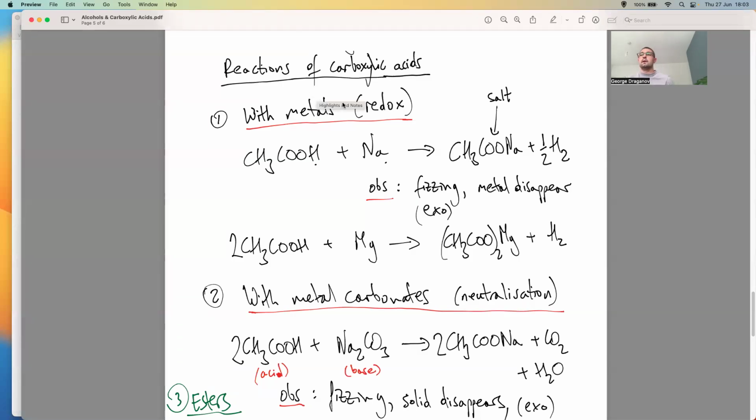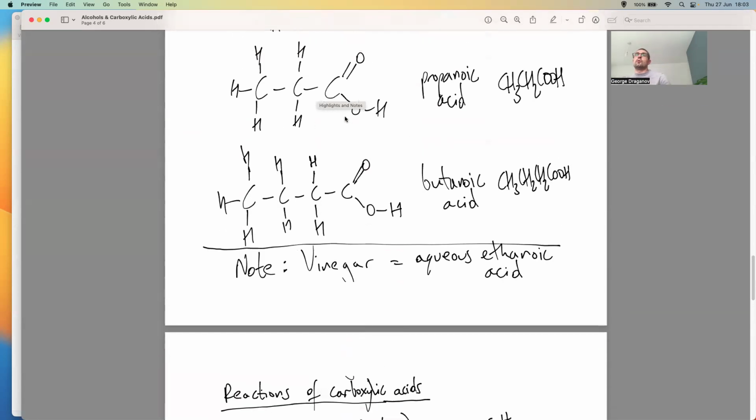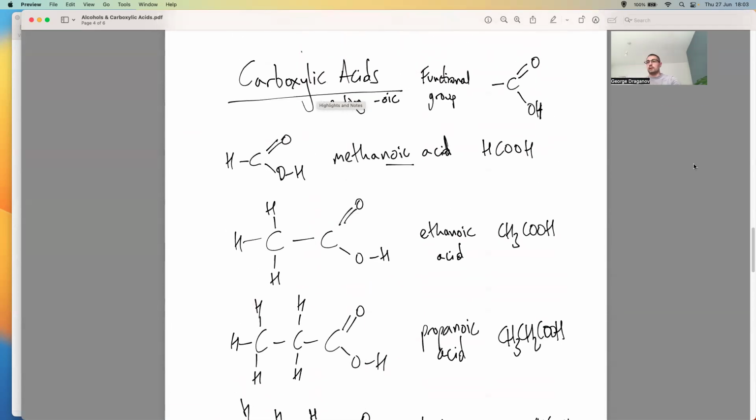Carboxylic acids. You need to be able to draw and name the first 4 or 5 carboxylic acids. What's special about the carboxylic acids, what makes them different to the alcohols, is that alcohols contain an OH also, but carboxylic acids must also contain this C double bond O on the carbon that has the OH. So that's the important thing. This will be called the functional group. The bit that determines the chemical reactivity of the compound is the functional group.